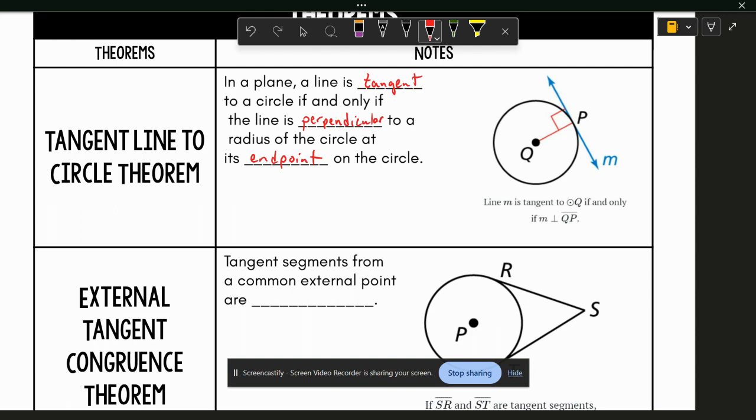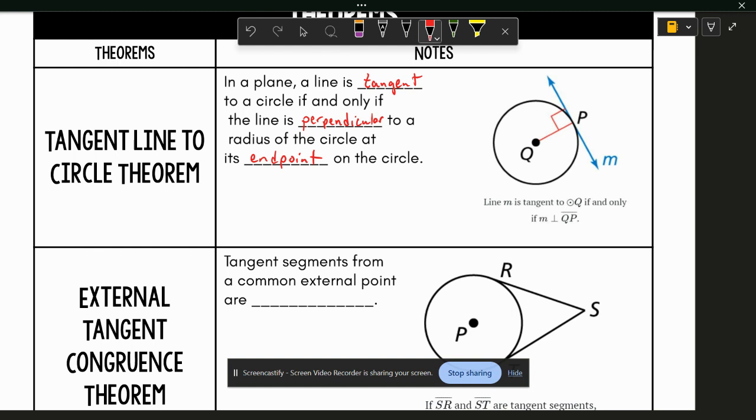So essentially what this is saying is for every tangent line, there will be a radius that makes a 90-degree angle. That is huge because you're going to see with some of these different types of problems, you'll be able to solve for your variable knowing just that this creates a 90-degree angle.